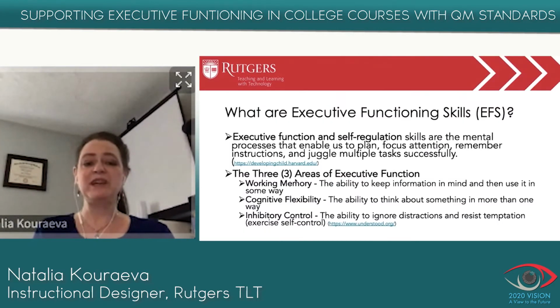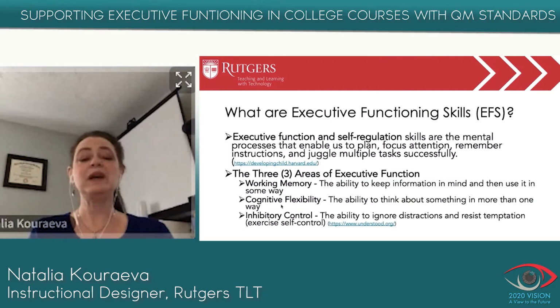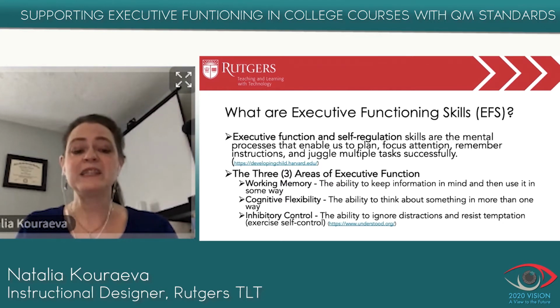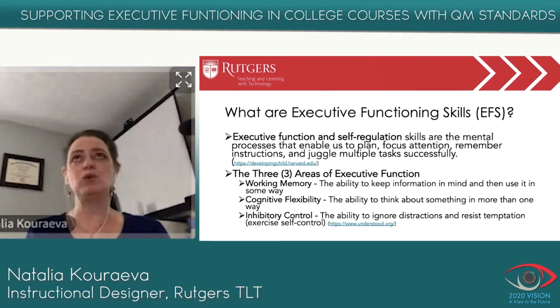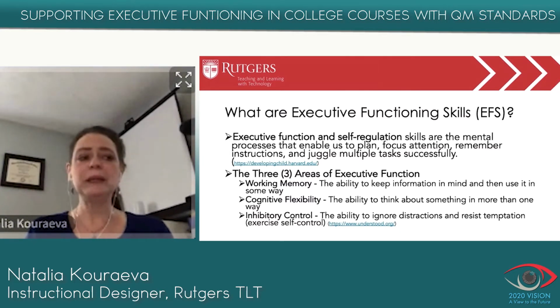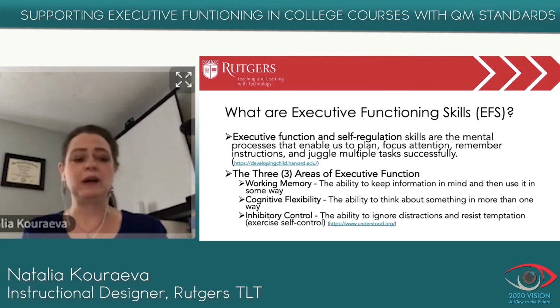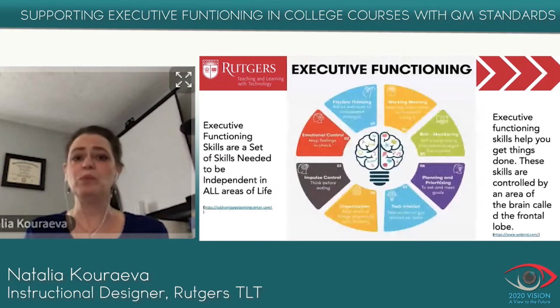So we're talking about three areas of executive function: working memory, cognitive flexibility, and inhibitory control. What does it mean? It means that we are able to ignore certain distractions and resist the temptation to do something. We also call it exercising self-control. So all three areas are very important. And what we want to do in our courses is make sure that we provide enough support for our students, not only to do well in our academic area, but also to practice these executive functioning skills so they are better prepared to move forward.